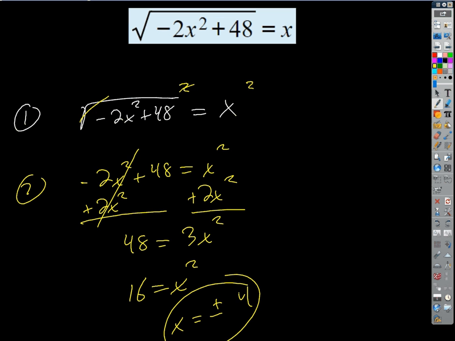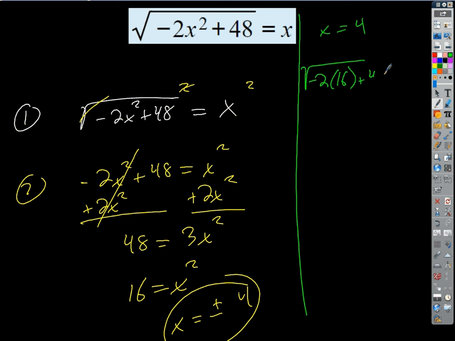Let's check them. So first we'll check x equals 4. So if x equals 4, if I plug that back in, I'm going to get the square root of negative, what's 4 squared? Negative 2 times 16 plus 48 equals x, which is, in this case, 4. So that's going to give me the square root of negative 32 plus 48 is the square root of 16. Is that equal to 4? Yeah. It is. Check. So that one checks out. Okay, let's try the other one.